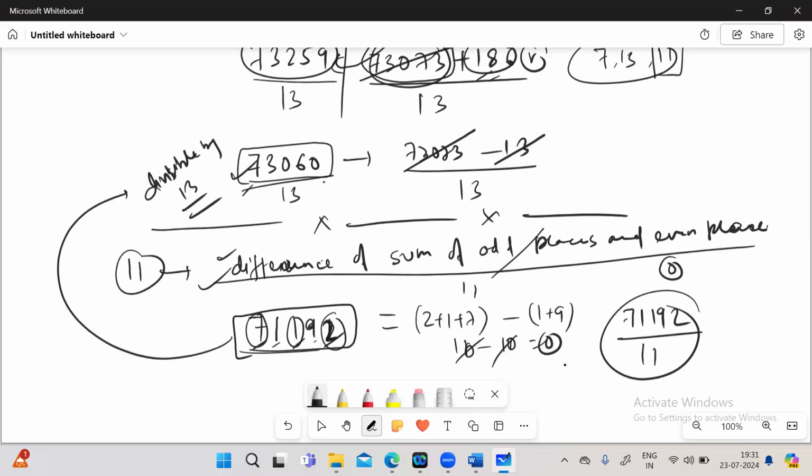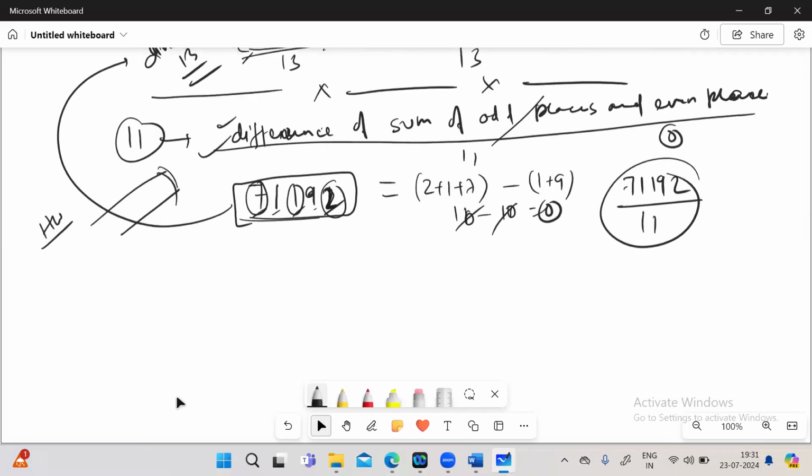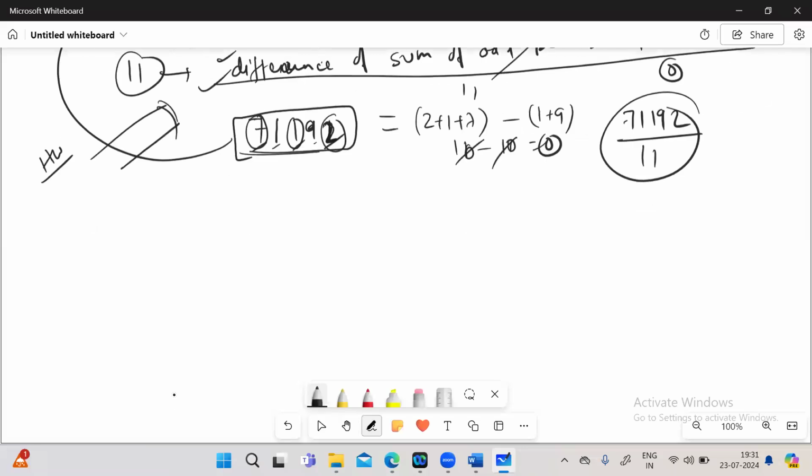So there is a certain logic behind this rule also. This will be homework for you. I'm not telling it because it's not very important here, but you will tell me in the next class why we have used this to check the divisibility for 11.